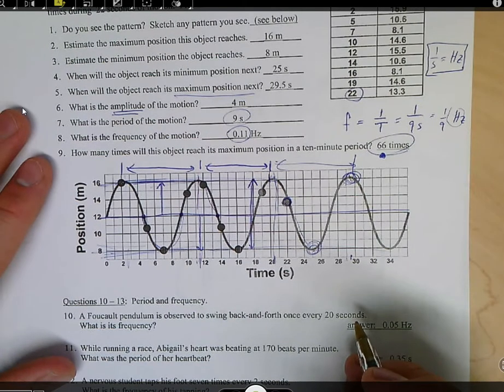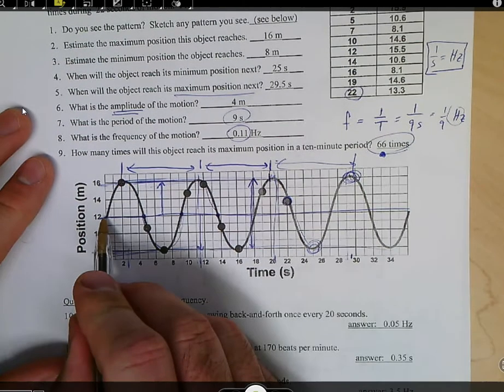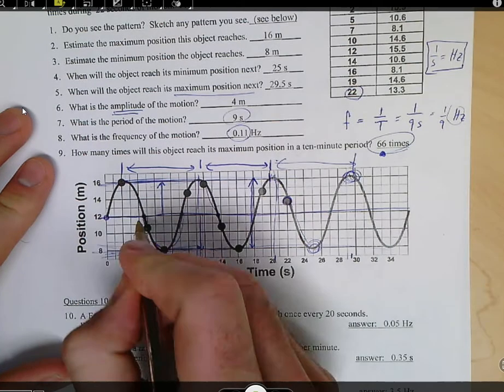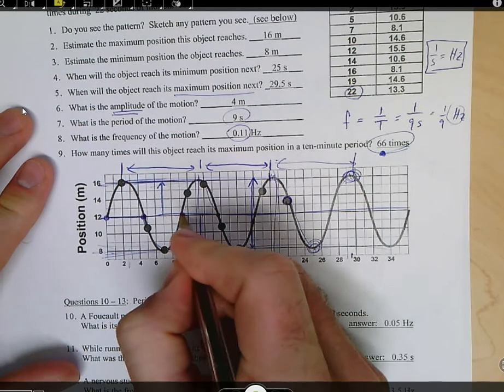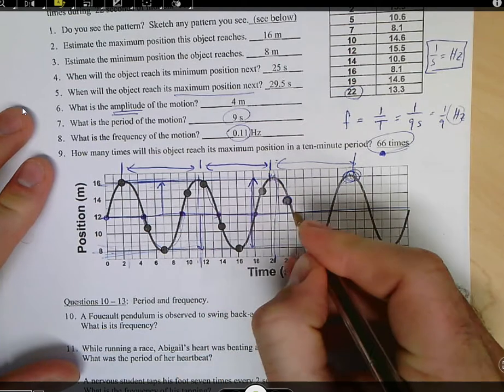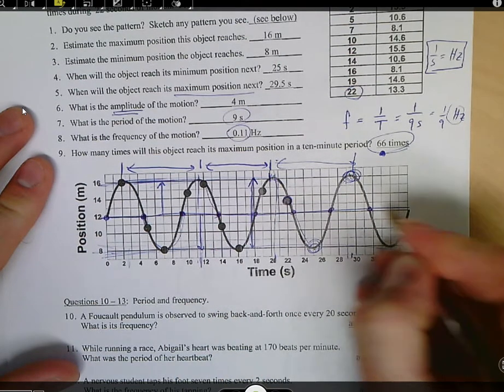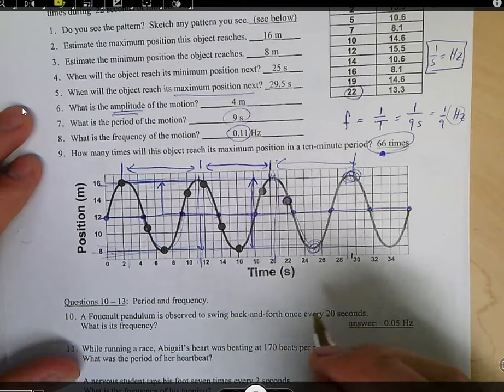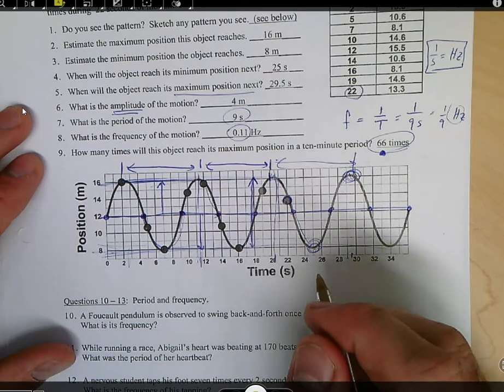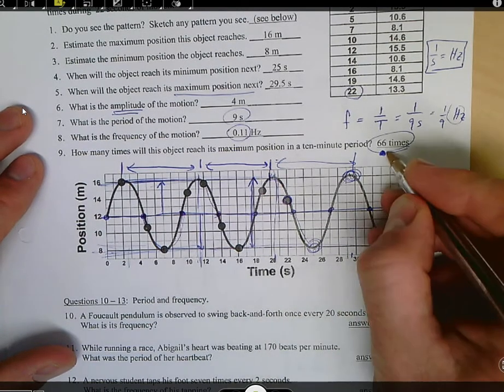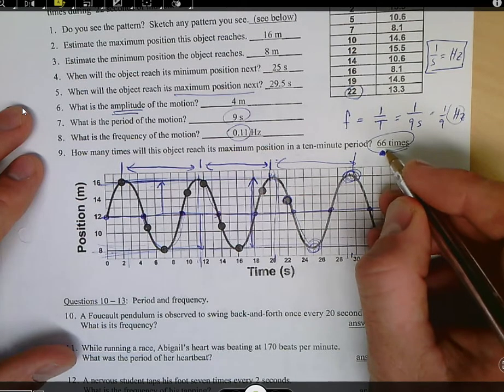The point I was just referring to was that they didn't ask how many times the object crosses through this 12, because you notice it would be double. If you saw a question like that, asking how many times it crosses 12 in a 10-minute period, the answer would be double this. It would be 132, which is twice 66.